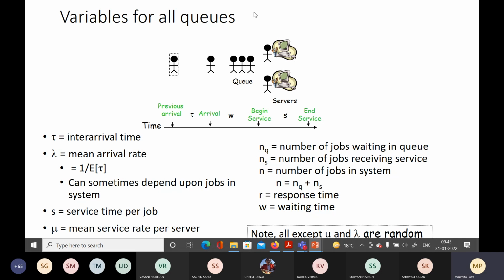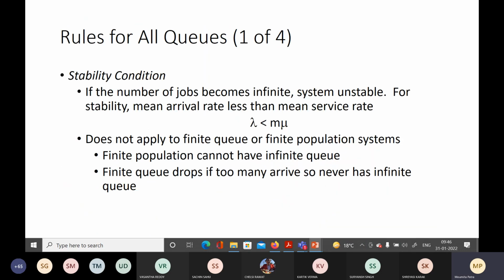So R will be the response time and W will be the waiting time. Waiting time is here: until how much time does it wait in the queue? Please note that all these terms except mu and lambda are random here. Then let's get to the next one.